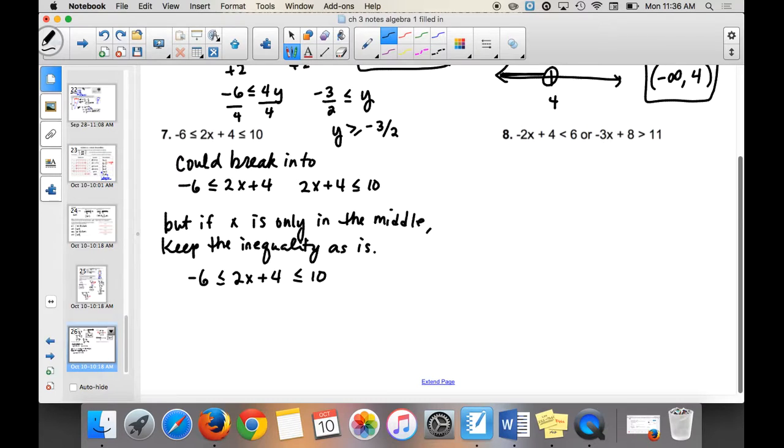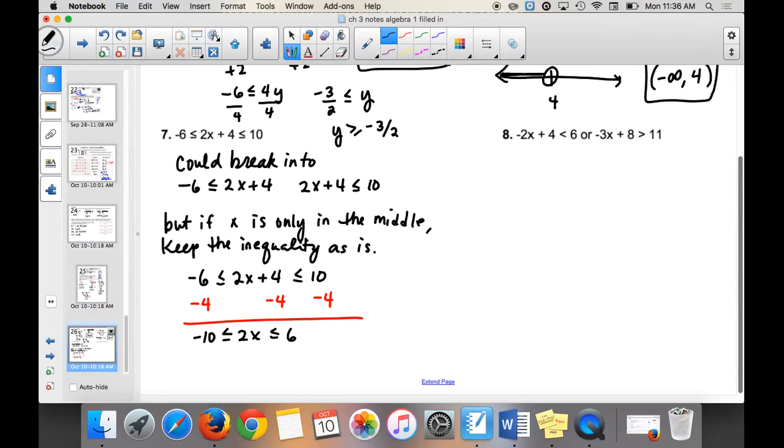All right, so what we do is we try to isolate the x on the inside. So if I was trying to get the x by itself, I have to get rid of that 4, right? So what do I do? I subtract 4. But I'm going to subtract it from all 3 locations. So I'm going to subtract 4, subtract 4, subtract 4, and then write the new answer. Okay, so now I have negative 10 is less than or equal to 2x, which is less than or equal to 6. Now what? Get the x by itself, so we do what?